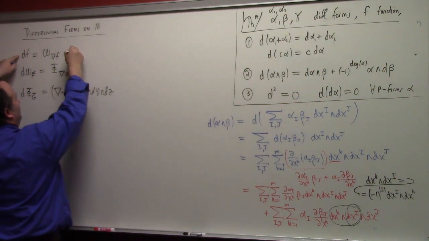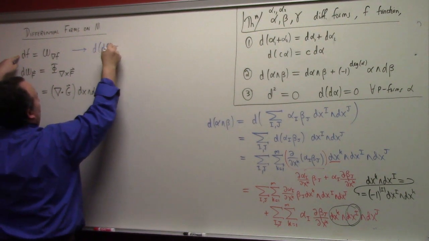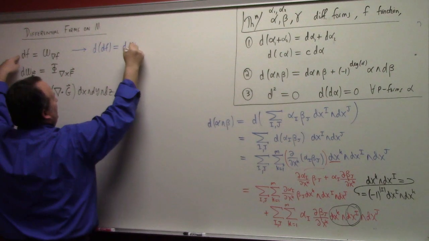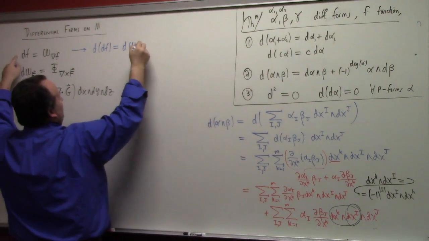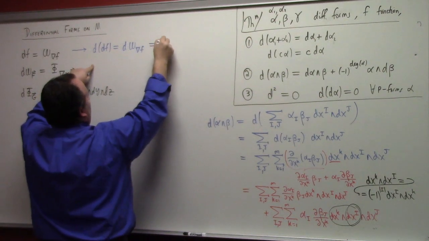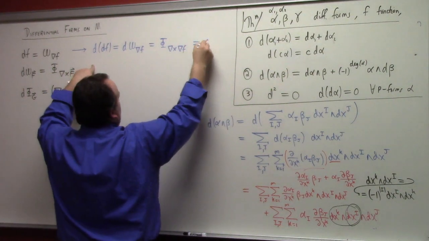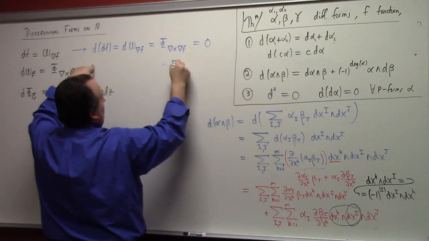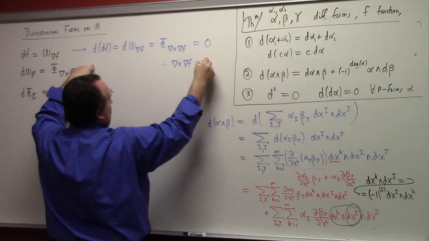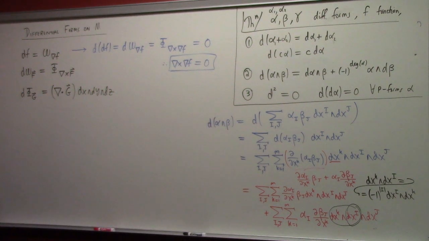So, let's see this one. d of df is equal to d of omega gradient f, right? Which is 0. But this is the flux form of the curl of the gradient, which is equal to 0. So therefore, the curl of the gradient is equal to 0. Because, by the way, the flux form is an isomorphism. It's only equal to 0 if the thing that's going into it is 0. It's an injective thing.